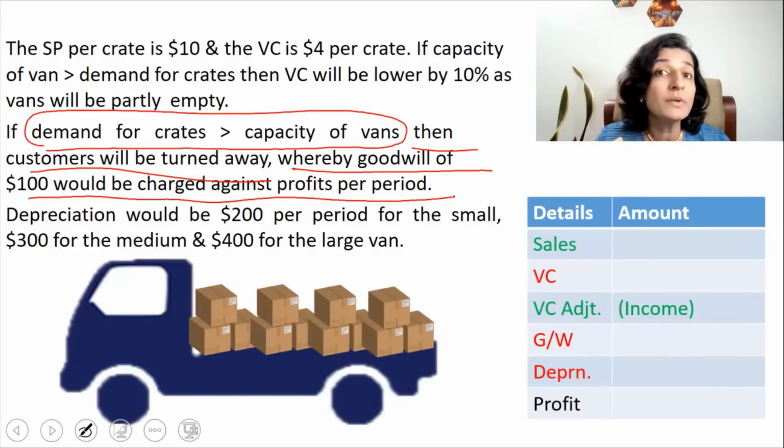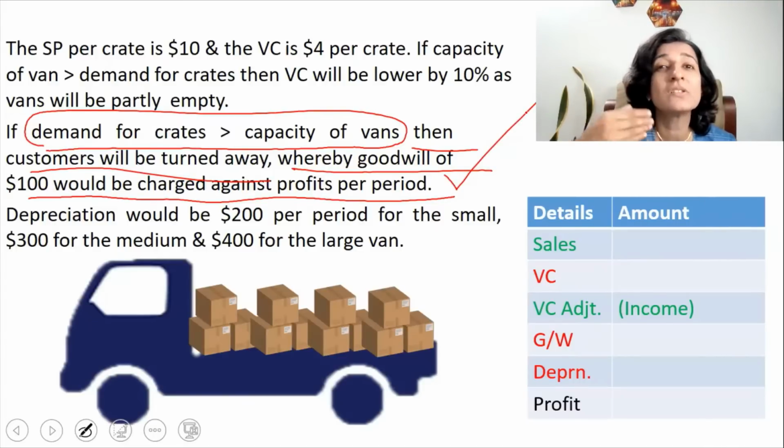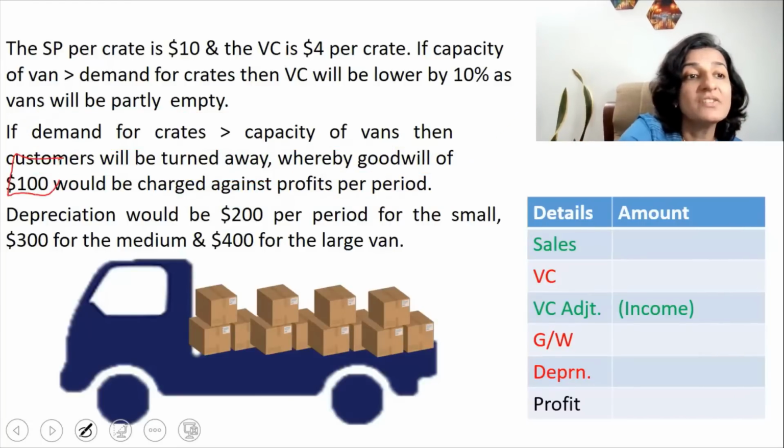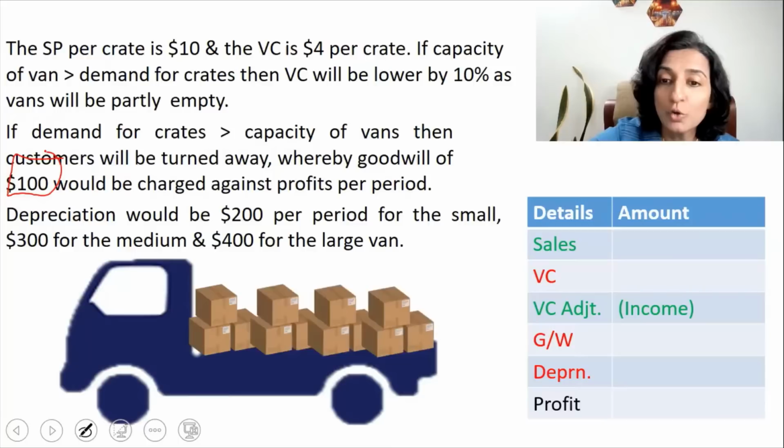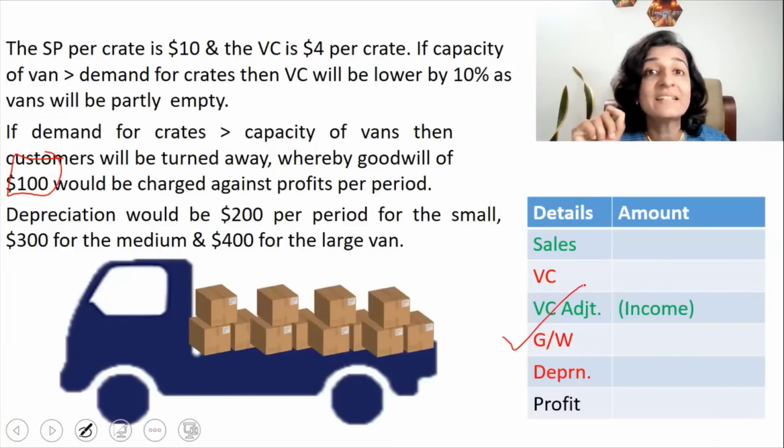Your goodwill will reduce because you are telling no to certain customers. And they are telling you the goodwill has to be adjusted against the profit. A reduction in goodwill, that's actually an expense because our goodwill, our reputation is getting affected. So that is $100 that they have mentioned. So goodwill adjustment, I have indicated it in red because it is an expense.